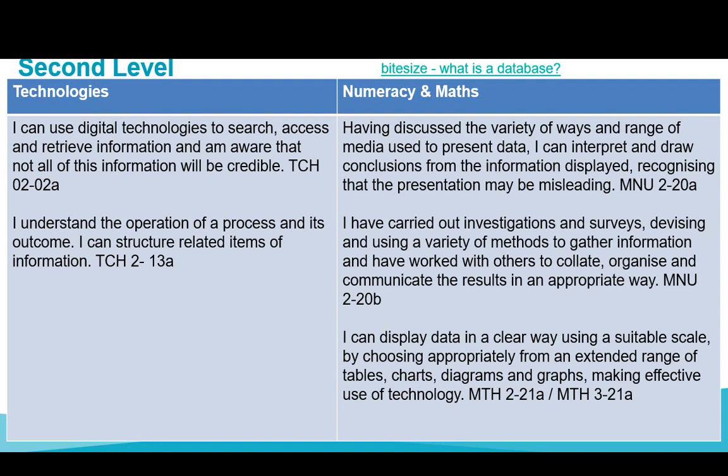And even that part at 213 about structuring related items, and again a database is most powerful when it is relational and it links things together. And you can see there that it's carrying out surveys and investigations, for example, and then organising those in an appropriate way. And I think this one's really important at 220 in the top right, about recognising that the presentation may be misleading.